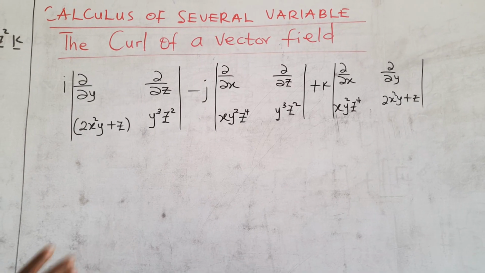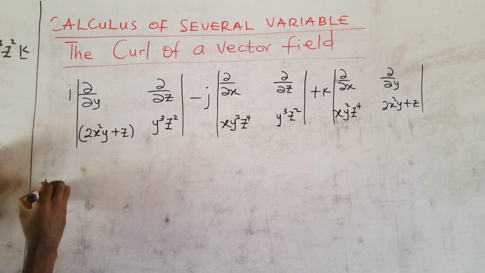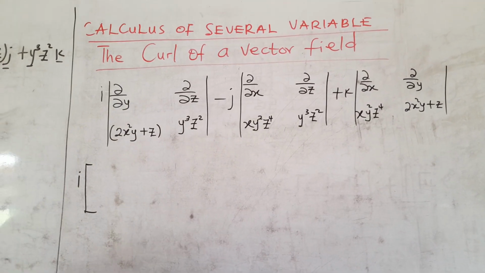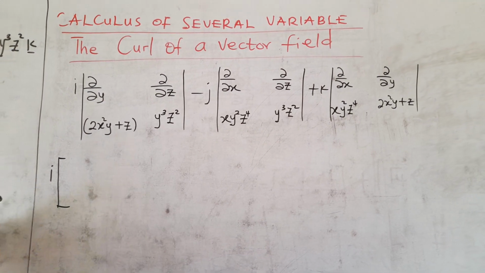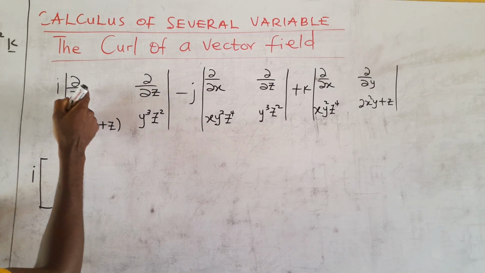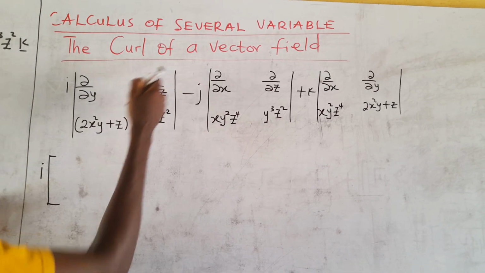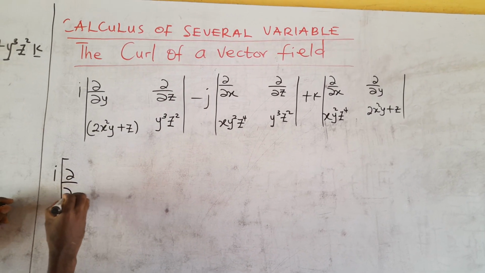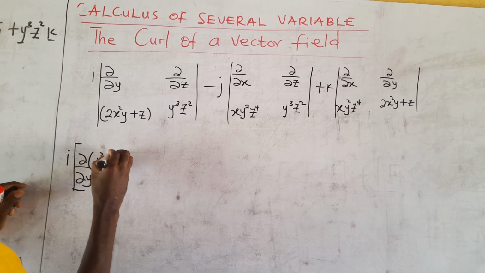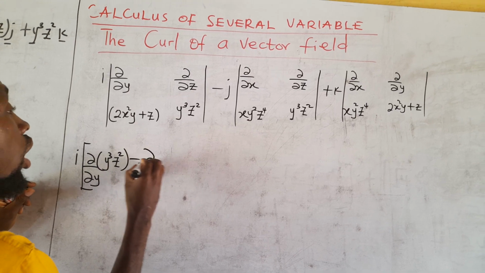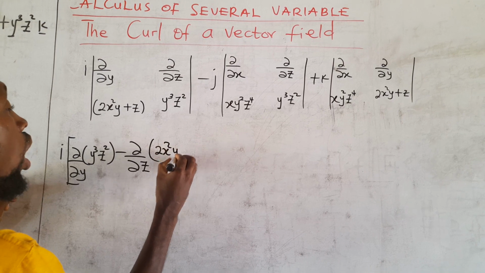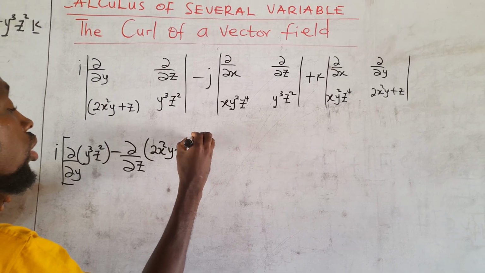So we find the determinant of this matrix, then that becomes the curl, or the cross product between the differential operator and f, the vector field. So you know the determinant will be this times this minus this times that. So we say del over del y of y cubed z squared, minus del over del z of 2x squared y plus z.